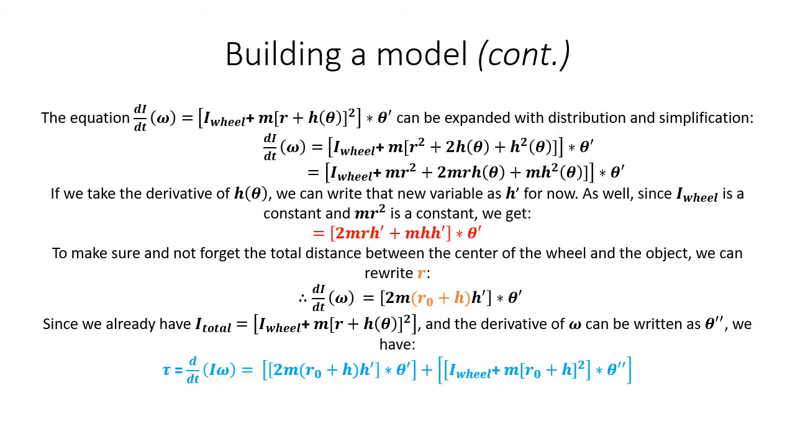Bringing over the equation from the previous slide, we just expanded it with some distribution and simplification. We rewrote a couple variables, and we were left with the equation you see in red. We also didn't want to forget the total distance between the center of the wheel and the object, so we rewrote r to be r naught plus h. And since we already had an equation for the total inertia of the system, and we knew that the derivative of omega could be written as theta double prime, we ended up with the equation you see in blue.